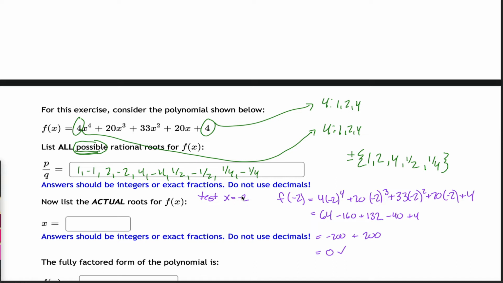What that means is that -2 is a root of this polynomial. And so what that means is that you can do polynomial long division. Or I guess I should take another step. That means that -2 is a root, and therefore x plus 2 is a factor. That's important. If x plus 2 is a factor, I can use polynomial long division to start to factor this polynomial. I can take x plus 2 and divide it into 4x to the 4th power plus 20x cubed plus 33x squared plus 20x plus 4.